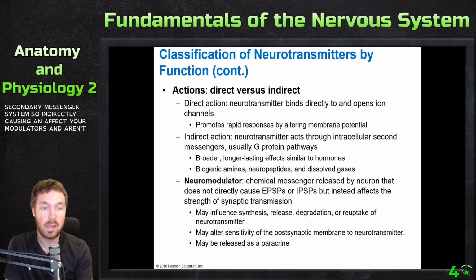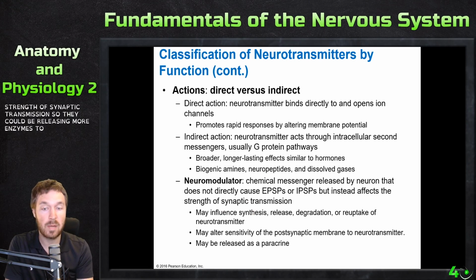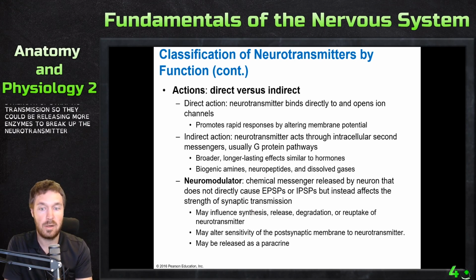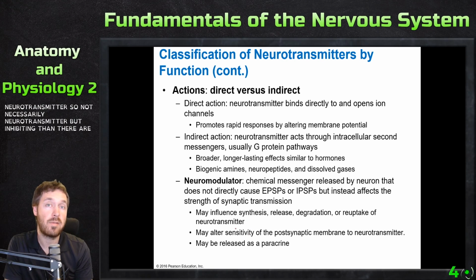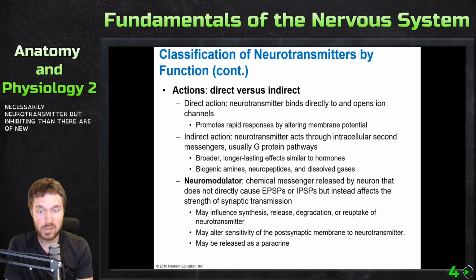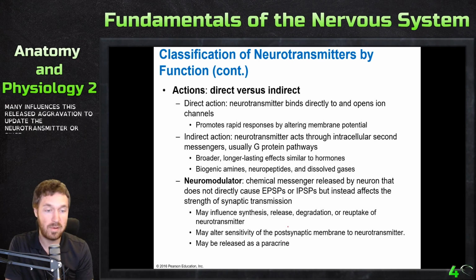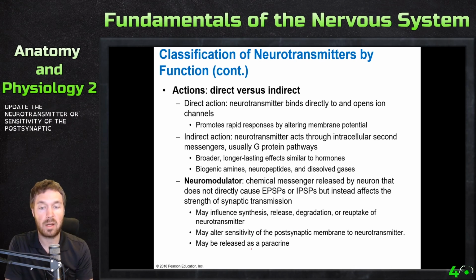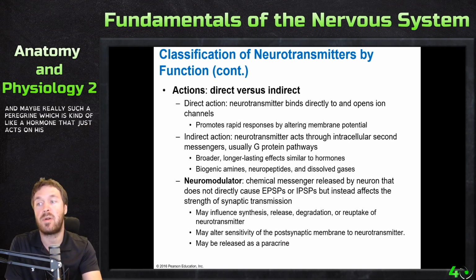Neuromodulators then aren't technically neurotransmitters, but they can affect the strength of synaptic transmission. So they could be releasing more enzymes to break up the neurotransmitter. So not necessarily neurotransmitter, but inhibiting the neurotransmitter. They may cause the formation of new receptors. So may influence synthesis, release, degradation, reuptake of neurotransmitter, or sensitivity of the postsynaptic membrane, and maybe released as a paracrine, which is kind of like a hormone that just acts on its neighboring cells.